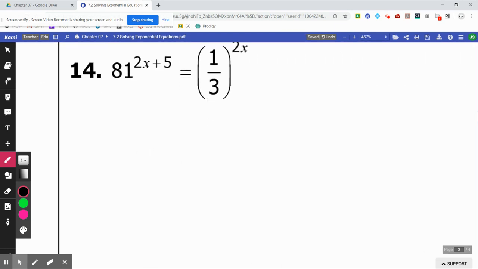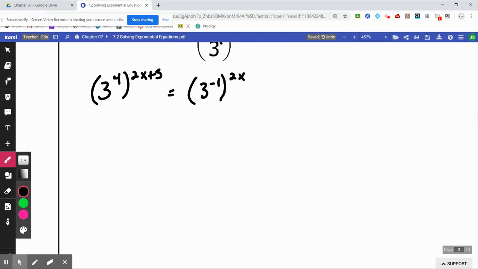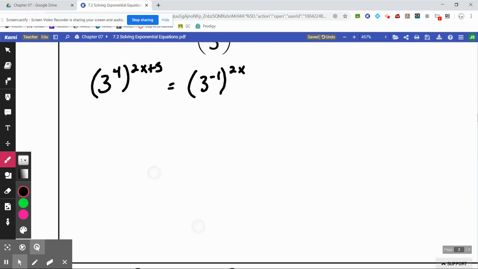81 is a base 3 number. It is 3 to the fourth power. So we have 3 to the fourth raised to the 2x plus 5. 1/3, that's 3 to the 1 on bottom. When you bring it to the top, that's 3 to the negative 1 power. And that's being raised to the 2x power. Powers to power, let's multiply. This is 3 to this 8x plus 20 equals 3 to the negative 2x.